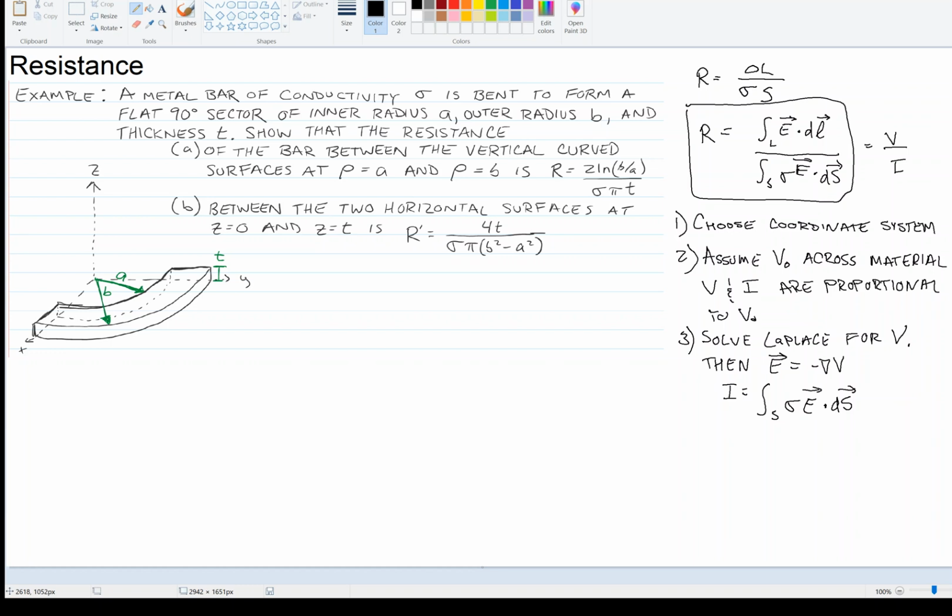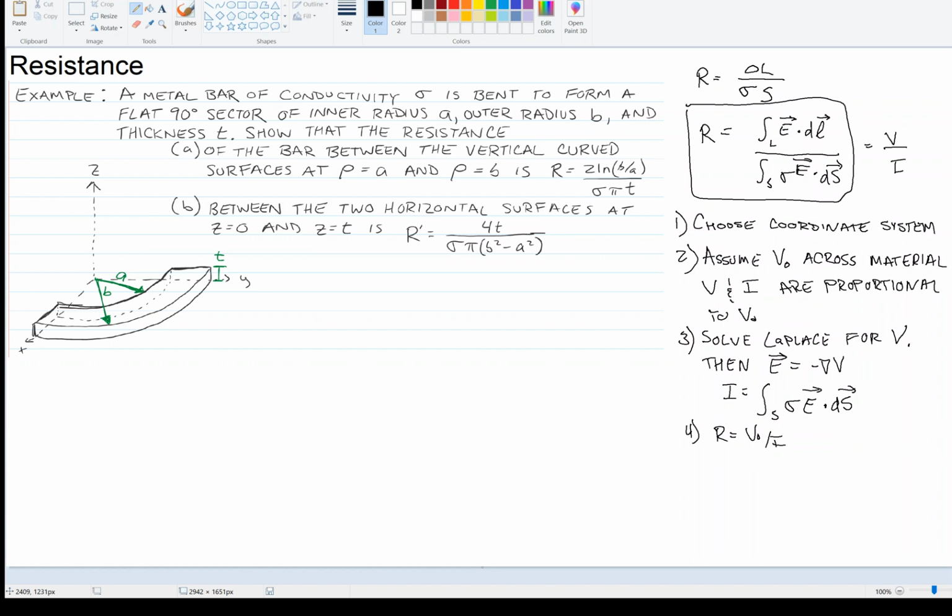Then we've got the voltage. Voltage we've assumed is V0. Now we've got the current from step 3. So then we can calculate R is equal to V0 over I. And then we've got the resistance of the non-uniform object.